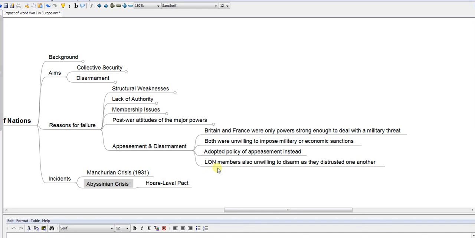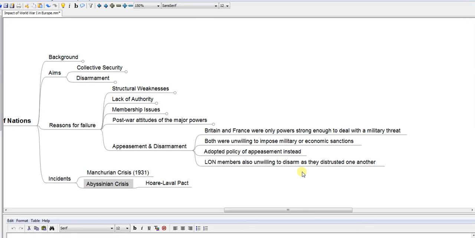And finally, when we come to disarmament, the League of Nations members were also unwilling to disarm as they distrusted one another. Although if everyone reduces their weapons, the likelihood of war breaking out will be very low, the League members were distrustful of each other. For example, Germany and France, because of their previous history, didn't have complete trust in one another. So disarmament was very difficult to accomplish.